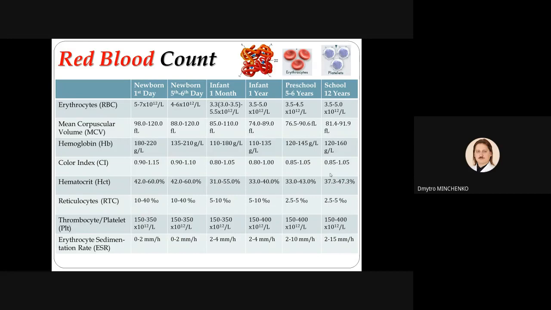We have the MCH and MCHC, which in a lot of automated counters, hem analyzers, have begun to replace the color index. However, the color index is a parameter that can be calculated, not measured, and therefore, despite the fact that it would not be given on a printout, as long as you have your erythrocytes and hemoglobin, you can always calculate it and make appropriate conclusions as to this particular number.